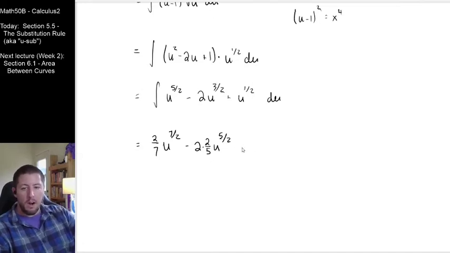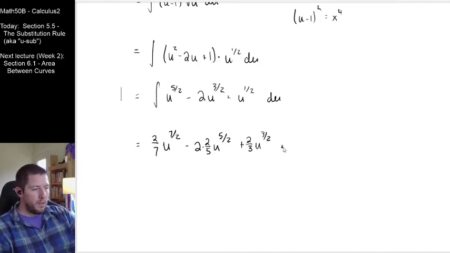On our last one, finally, I do just have a positive 1 copy, so I don't have any extra constant multiples to deal with. The power is going to increase by 1 to 3 halves, so I'm going to introduce a 2/3 to counteract the power that would get popped down if I were to take the derivative, going back up. And of course, our plus c out there on the end. Never forget your plus c's. And I think we're done.